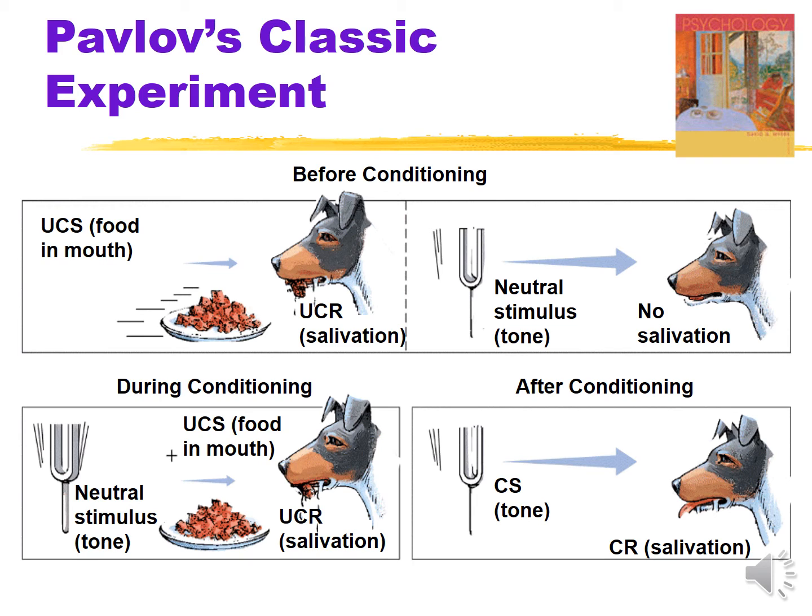The neutral stimulus means that it produces no relevant response. In this case, the relevant response is the salivation. Of course, if a dog hears a bell or a tuning fork, it might prick up its ears or look at the tuning fork, but that's not the response we're looking to get. We're looking to get salivation. That is the relevant response. So neutral just means that it produces no relevant response.